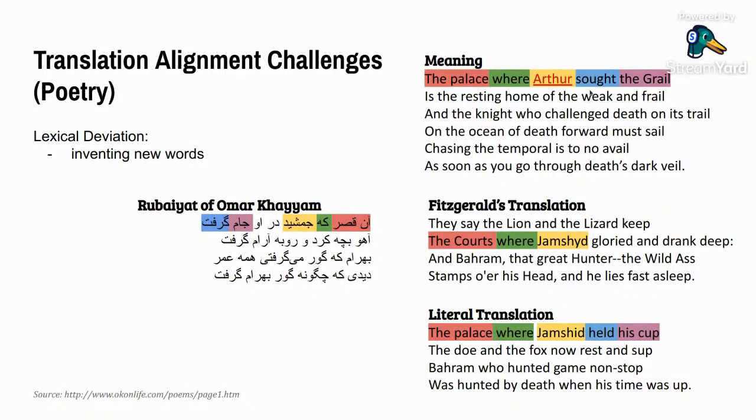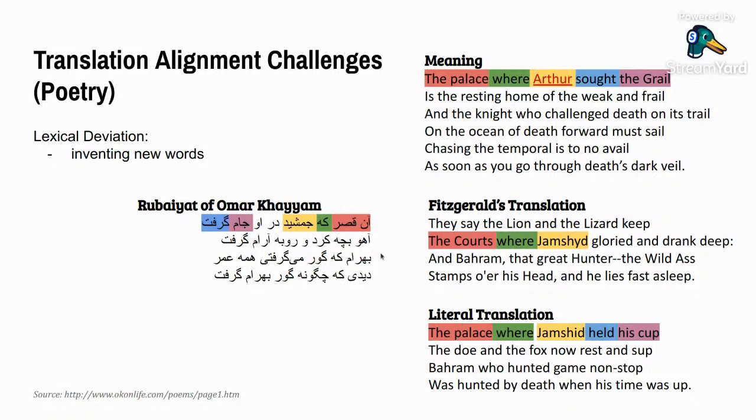Also, held his cup, so the grail, gloried and drank deep. So, I mean, drank, there is no mention at all of drinking in the source text, but as a translator, he used his understanding to translate the text and add his understanding in the selection of the vocabularies. So here we have a kind of lexical deviation.